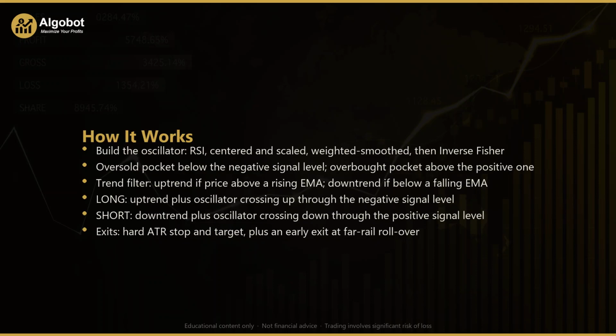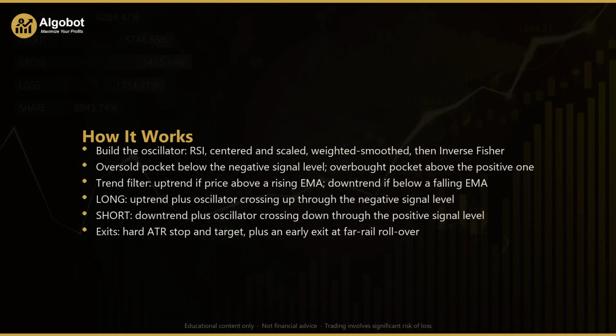Let's walk through the exact logic the expert advisor follows, step by step. Everything happens once per closed candle, so the strategy is patient and never reacts to an unfinished bar. First, the strategy builds its oscillator. It calculates the RSI over a look-back period, 14 bars by default. It then centers that reading around the 50 midline and scales it down, applies a linear weighted moving average to smooth out the jitter, and finally passes the smooth value through the Inverse Fisher transform. The output is a single number bounded between -1 and +1.